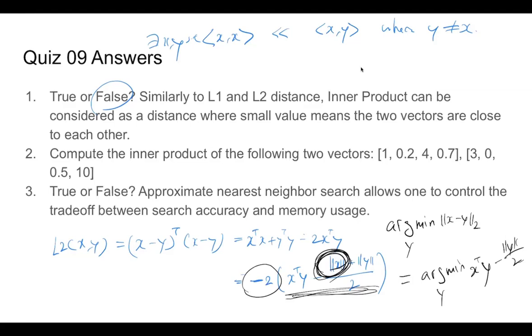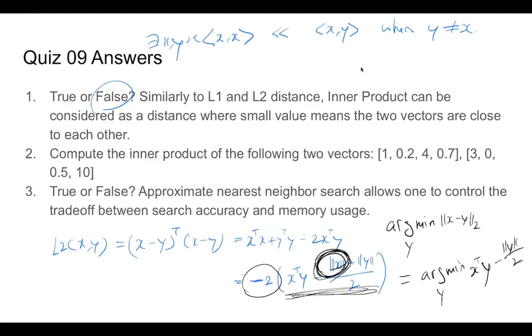But anyways, I took too much time on the true false. Okay, so it's false. And number two, consider the inner product of the following two vectors, 1, 0.2, 4, 0.7, and 3, 0, 0.5, and 10. And what is the inner product, right?